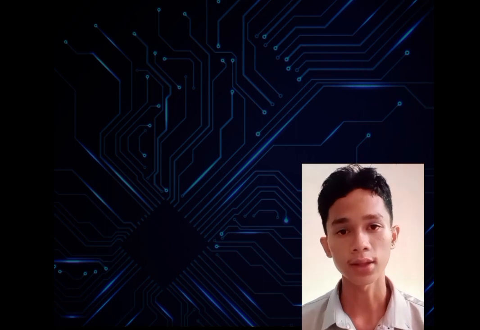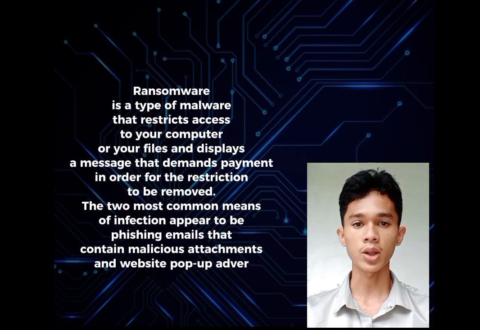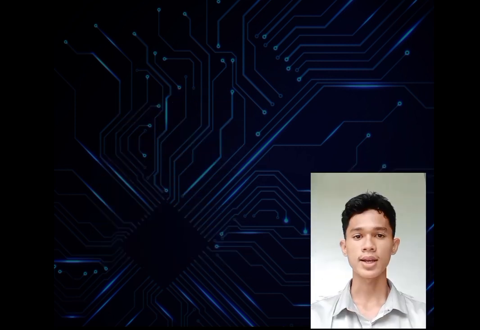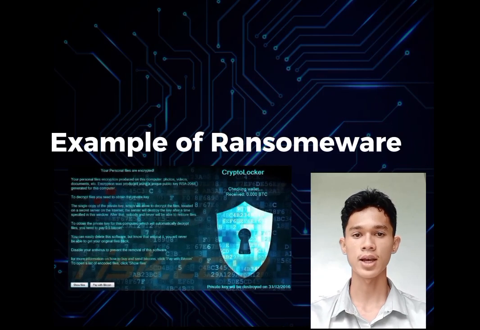So the next internet threat is ransomware. Ransomware is a type of malware that restricts access to your computer or your files and displays a message that demands payment in order for the restriction to be removed. The two most common means of infection appear to be phishing emails that contain malicious attachments and website pop-up advertisements. An example of ransomware: CryptoLocker is one of the first examples of sophisticated ransomware that combined locker and crypto ransomware.